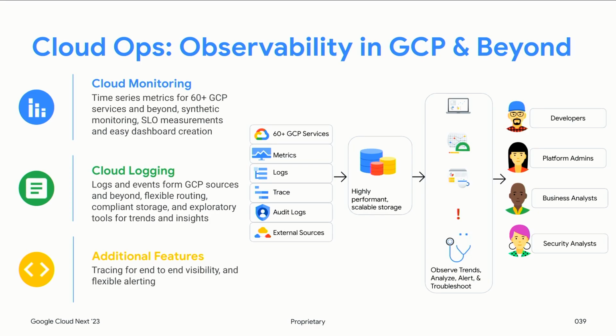So within Google Cloud Operations Suite, we have Cloud Monitoring that collects time series metrics for 60-plus GCP services. It allows you to measure SLOs. You could create in-context dashboards. Then we have Cloud Logging, which is the home for logs. You can centrally collect your organization's logs, route them to flexible locations where you want, and perform analysis. We saw several examples which Evan just shared with us. Then we also have Cloud Trace, alerting, and much more.